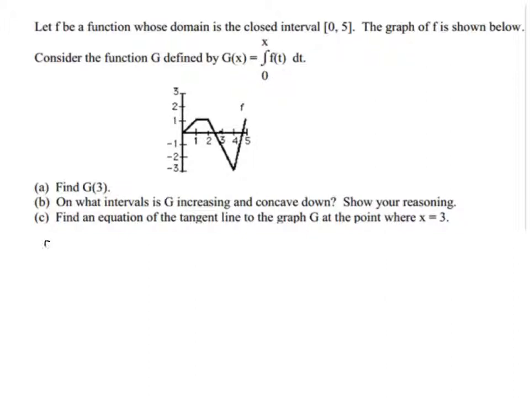So the very first question says, find g of 3. Well, g of 3, let me put my work down here. G of 3 would be the integral from 0 to 3 of f of t dt. So we're just finding the area from 0 to 3.